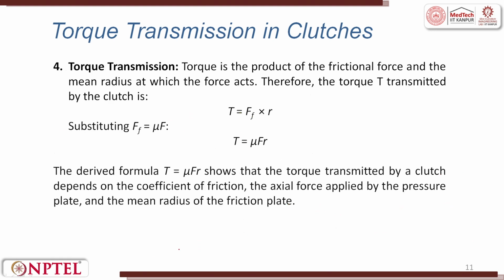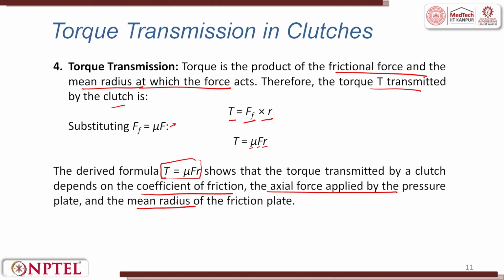In torque transmission, how does that happen? Torque is the product of the frictional force and the mean radius. So, torque is equal to frictional force into mean radius. This is the radius at which the force acts. Therefore, the torque T transmitted by the clutch is T is equal to frictional force into radius. If we put the frictional force as the product of the coefficient of friction and the normal force, T becomes mu F R. So, this is how we have come to this relationship, T is equal to mu F R. This shows that the torque transmitted by a clutch depends on the coefficient of friction, the axial force applied by the pressure plate and the mean radius. There are three factors, 1, 2 and 3.